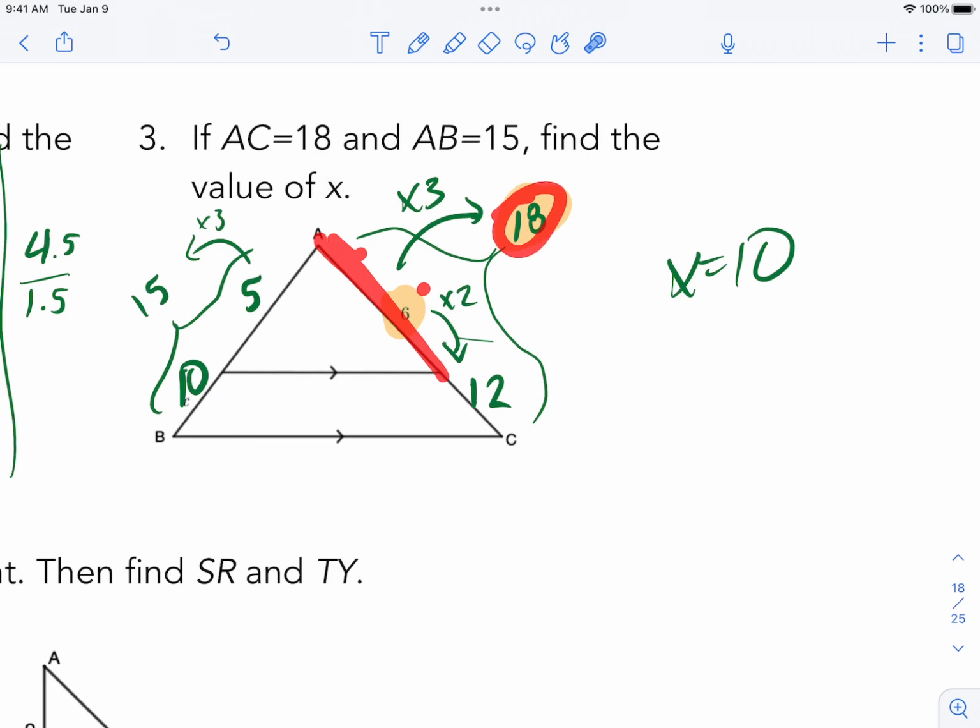side and this side, the total length, is a factor of 3. 6 times 3 is 18. So that means if this side is 15, this must be 5, because 5 times 3 is 15. So we didn't actually really need the 12 down here, because once we figure out this is 5, 15 minus 5 is 10.